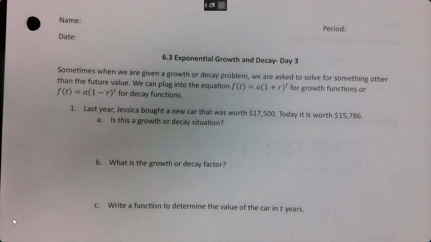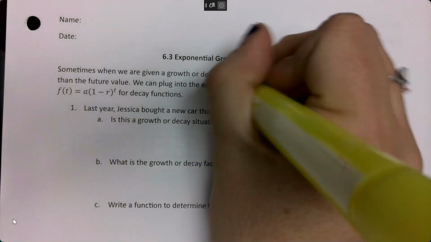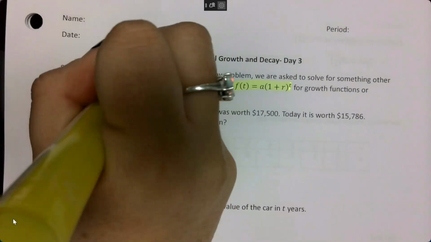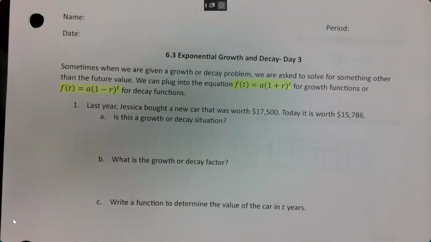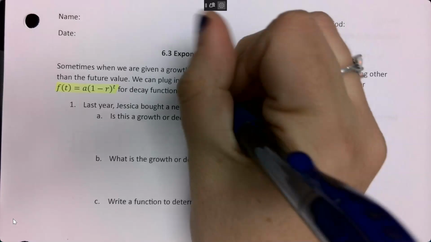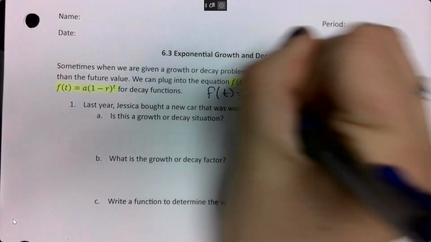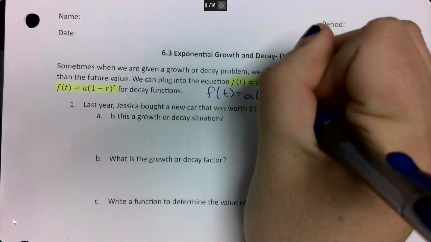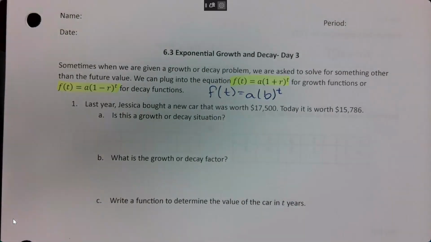So we're still working with growth and decay functions today. Sometimes when we're given a growth or decay problem, we're asked to solve for something other than the future value. We can plug into our equation. It has a +1 if it's a growth and a -1 if it's decay. Or sometimes it'll be in the form f of t equals a times b to the t, where b is my growth or decay factor.